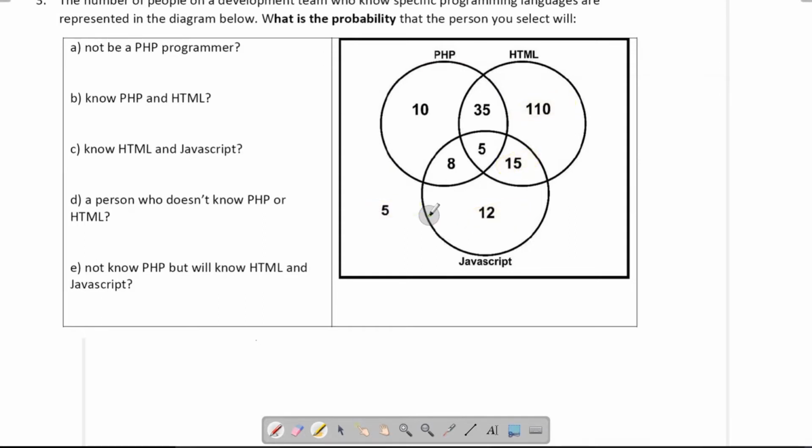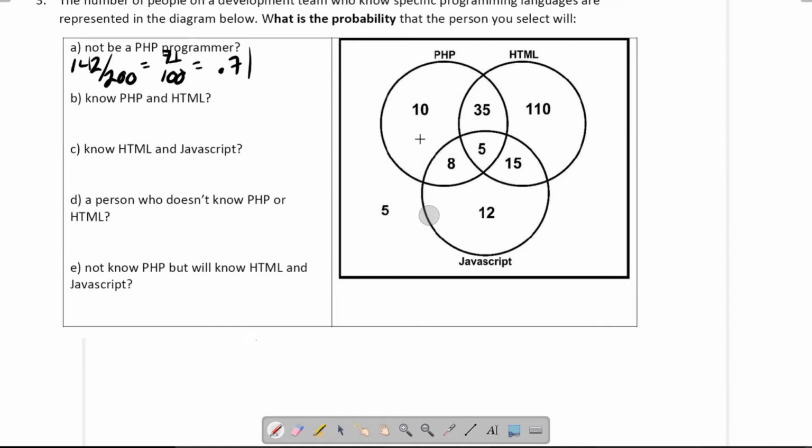We add all those together, and we end up with 142 out of 200, which we can reduce down to 71 out of 100, which of course you can convert to a decimal if you want to, as 0.71. Don't have to, but you may.